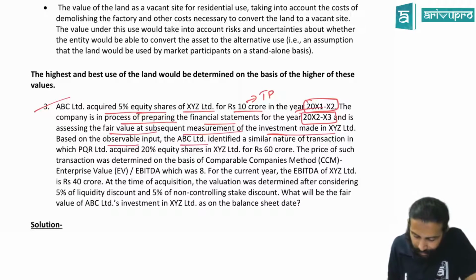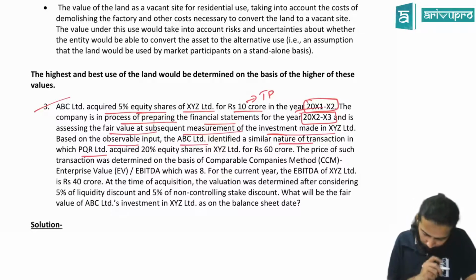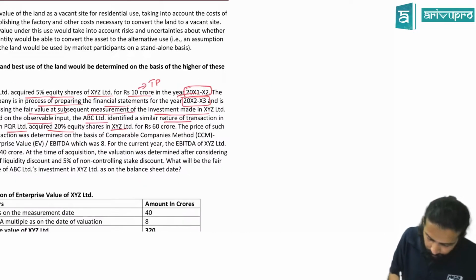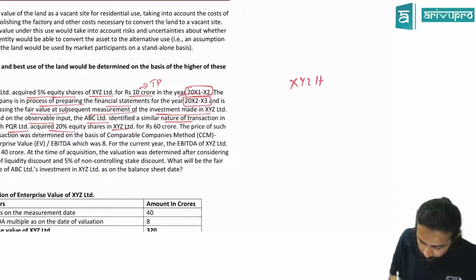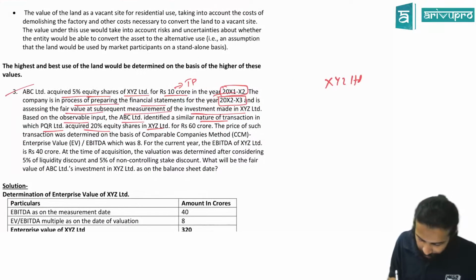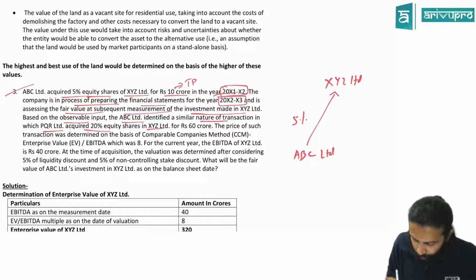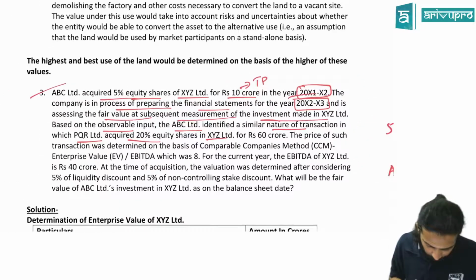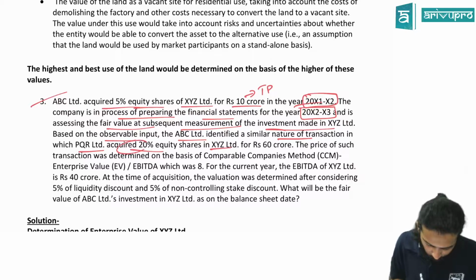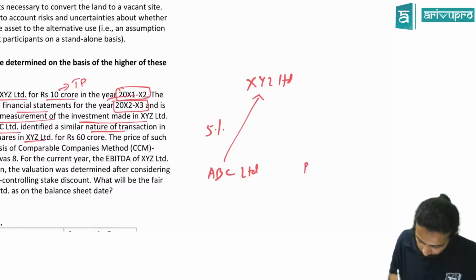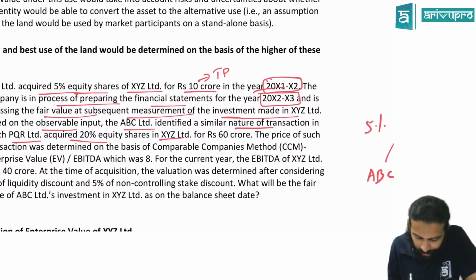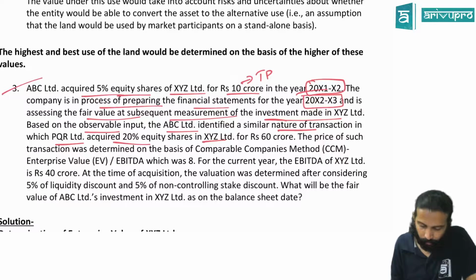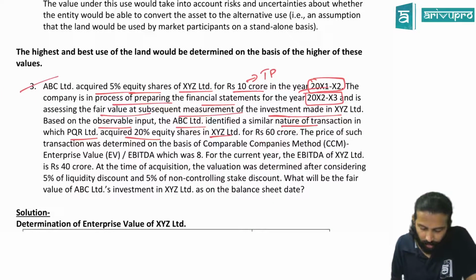ABC Limited identified a similar nature of transaction in which PQR Limited acquired 20% shares of XYZ. That means, one moment, there is this company XYZ Limited. ABC Limited purchased how much? ABC Limited purchased 5% shares of XYZ, correct? Now they are saying PQR Limited acquired 20%. PQR Limited, they have acquired 20% shares in XYZ Limited, for about 60 crore they have acquired, sir. Are you able to get it? So they acquired for 60 crore.